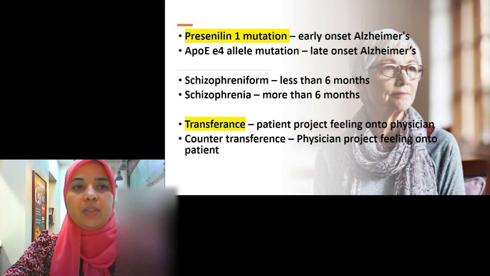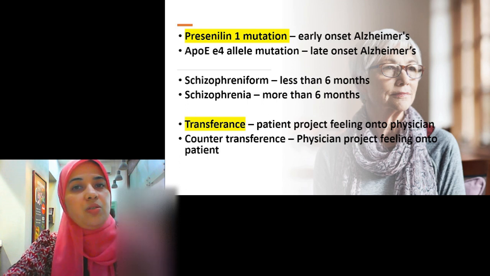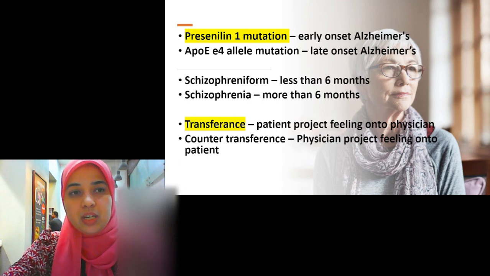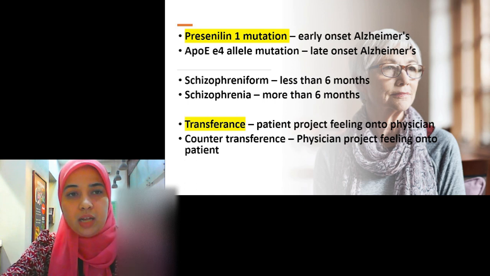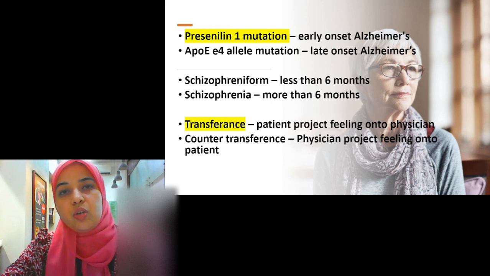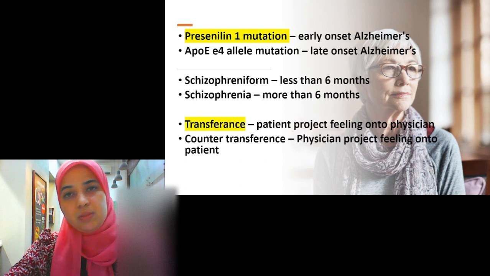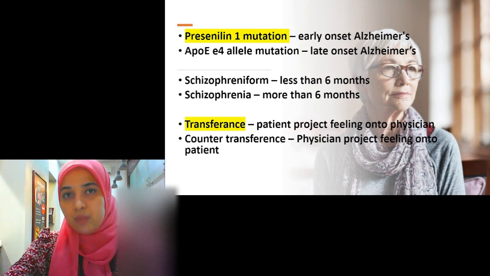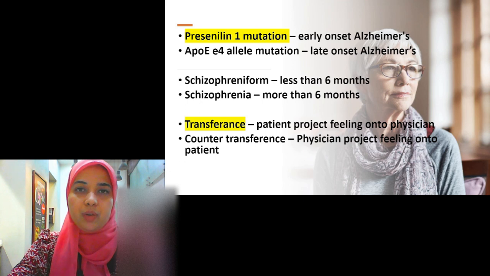We have something called presenilin 1 mutation. If you see the words presenilin 1 mutation, that is associated with early onset Alzheimer's, whereas ApoE4 allele is late onset Alzheimer's. You're going to get lots of questions about schizophreniform or schizophrenia. They are very similar, and a lot of these psychiatric disorders depend on a timeline of how long the symptoms have lasted. So if it looks like schizophrenia and it's lasting more than 6 months, then it's schizophrenia. But if it's less than 6 months, then go with schizophreniform as your answer.